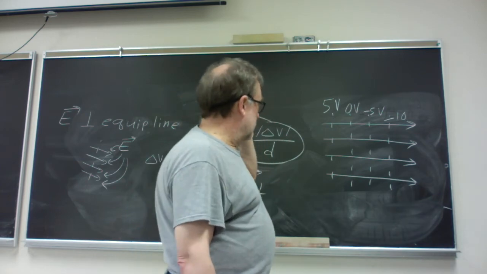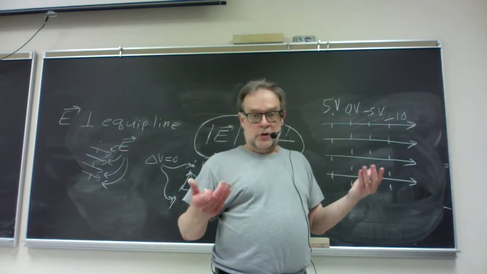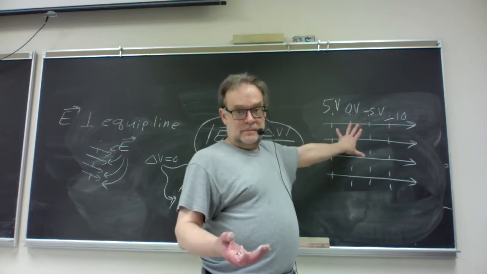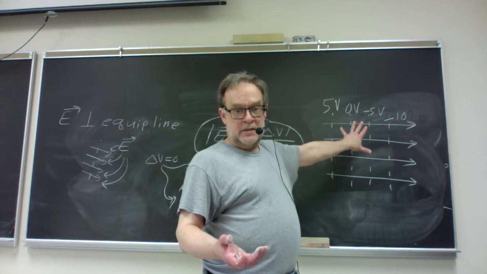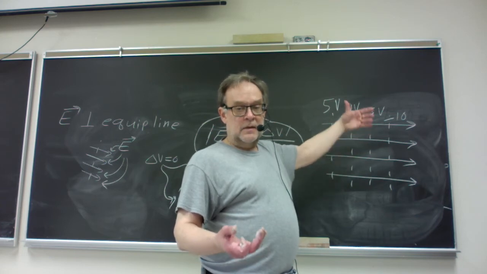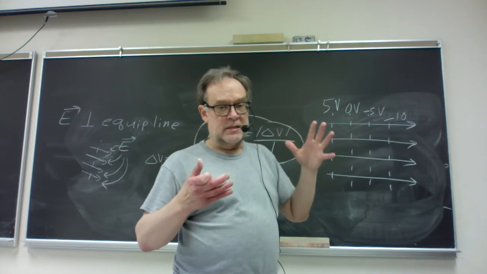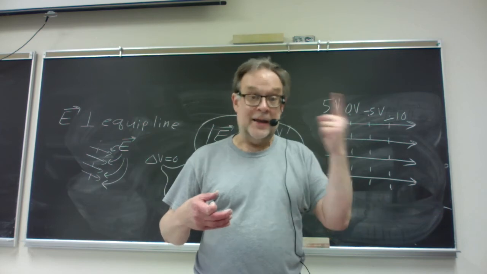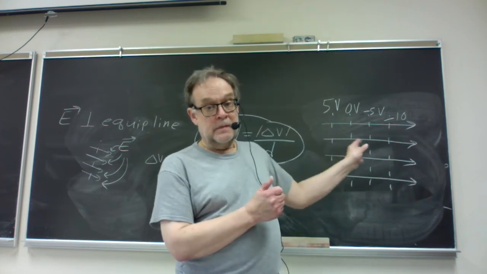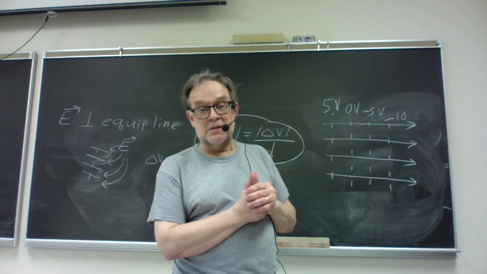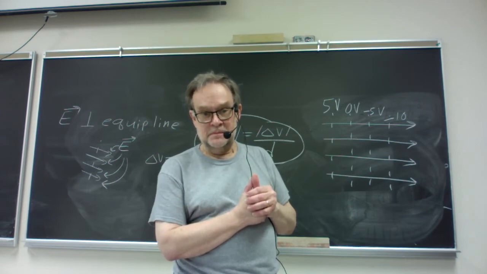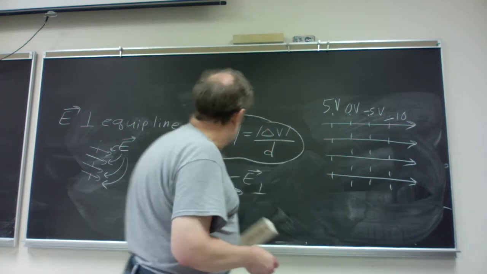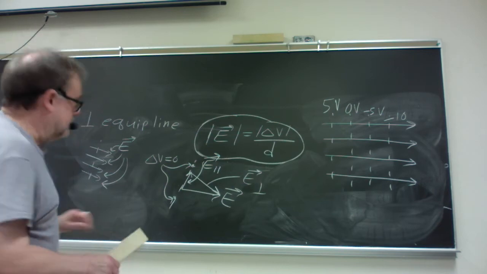Or to put it another way, if the electric field is constant, the equipotential lines are evenly spaced. If the electric field is constant, the electric field lines are equally spaced everywhere, and the equipotential lines are equally spaced everywhere. Now let's make it a little more complicated. Let's say we've got a set of equipotential lines like this.